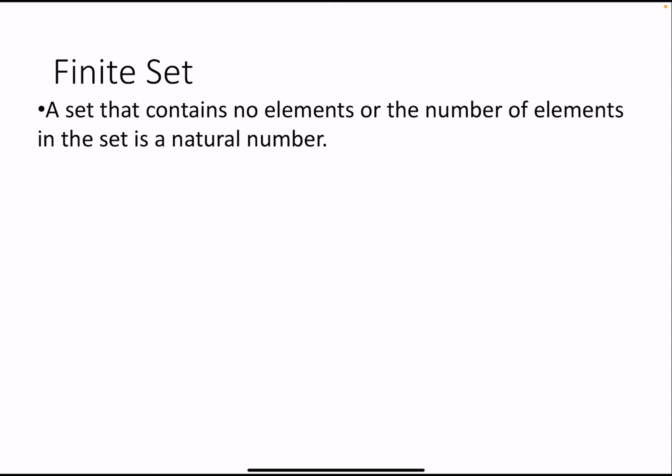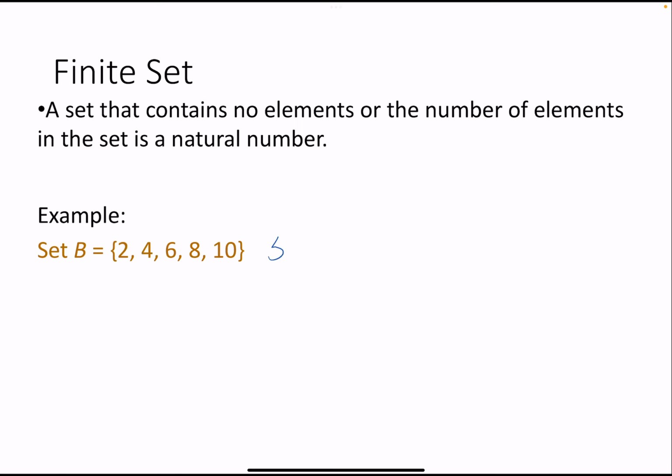Again, this is part 2 of section 2.1. We will talk about some basic concepts of a set. So what is a finite set? Well, a set is finite if it has only a finite number of elements. So let's see an example: set B is a finite set because it has only 5 elements.